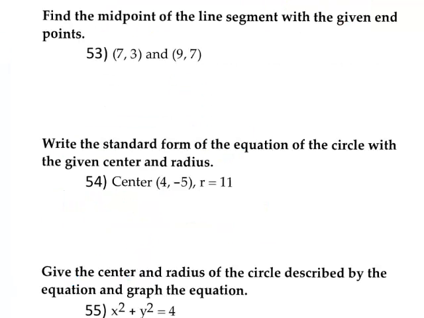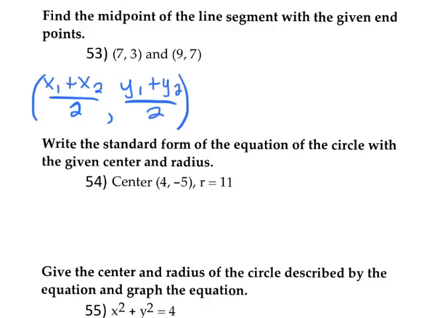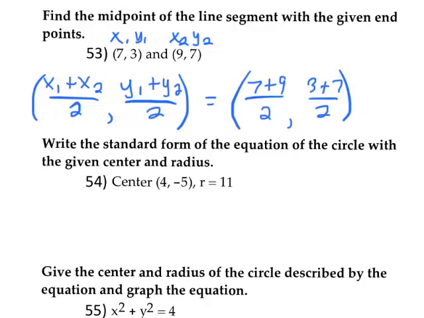Find the midpoint of the line segment with the given endpoints. The midpoint formula is x1 plus x2 over 2, comma, y1 plus y2 over 2, because what we end up with is a point, so we have an x and a y answer instead of just one number. If we plug in x1, y1, x2, y2, we get 7 plus 9 over 2, comma, 3 plus 7 over 2. If you do this in your calculator, do the top first and then divide by 2. Do 7 plus 9, press enter, and then divide by 2. So that should give us 8, comma, 5.